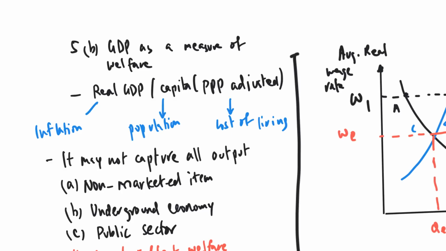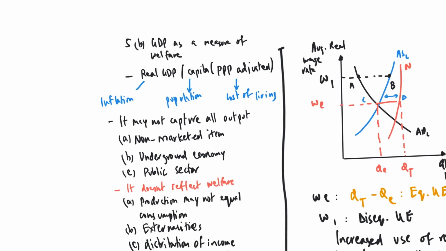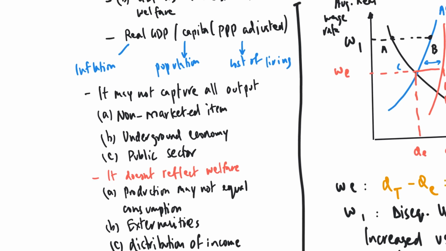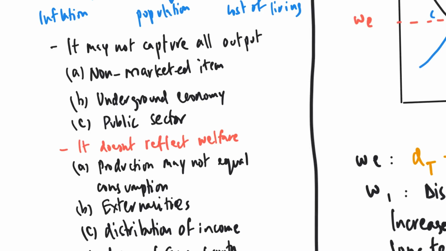Now, once you mention that this is the measure that we use, then talk about why GDP is not a good measure of welfare. Well, we say it may not be a good measure of welfare because it does not capture all the output. For example, non-marketed items, these are the items that are not bought and sold in the market, like voluntary services. Similarly, the hidden or underground economy, where the transactions could be illegal or unreported, or the public sector, where the government is producing goods and services which are not valued according to market prices, but according to what we call cost, because it's not possible to do so.